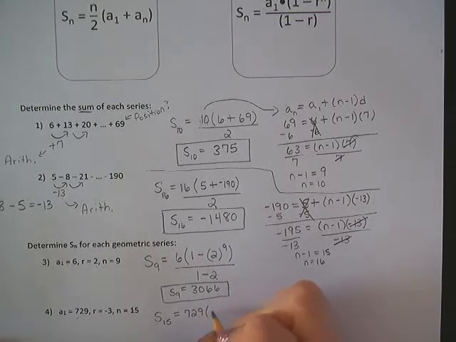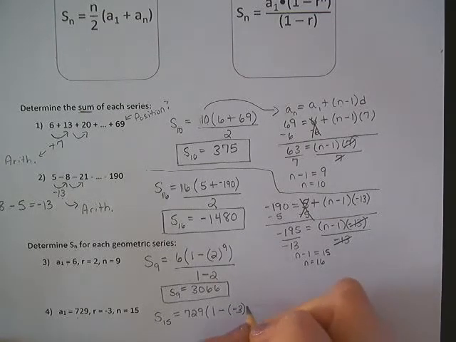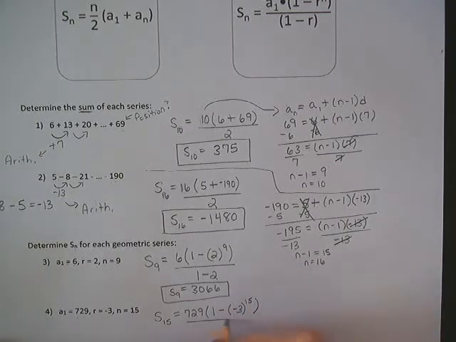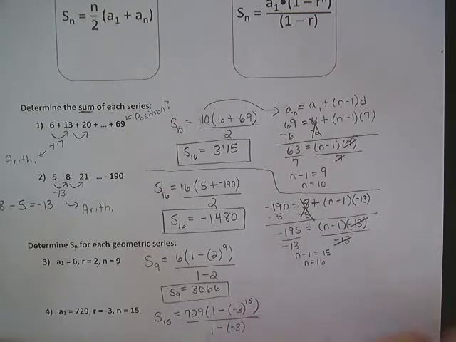And then that's times 1 minus my common ratio, which is -3. This is the big reason why you have to put it in parentheses. And then it's to the power of n, which is 15. And then all of that is over 1 minus my common ratio, which is -3. And then you type that in.